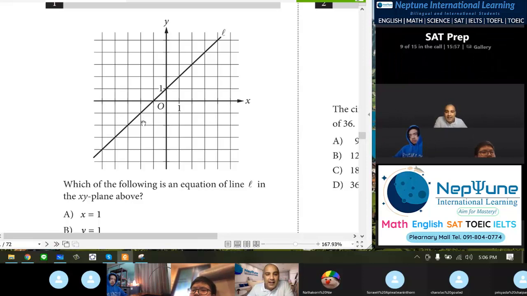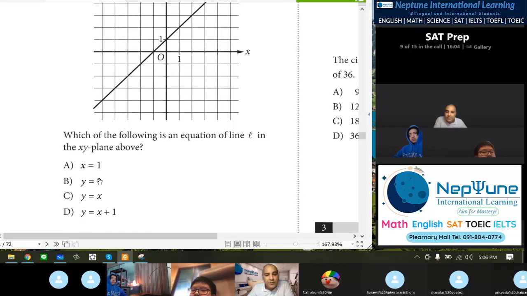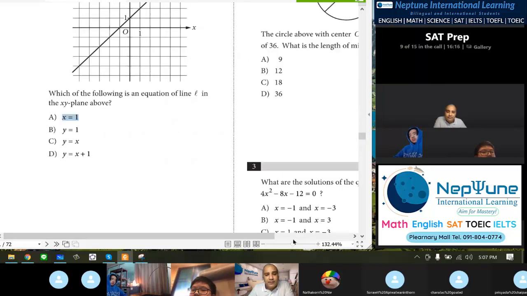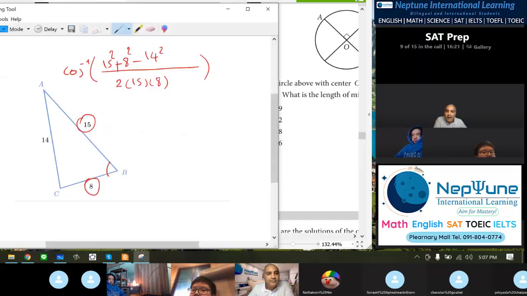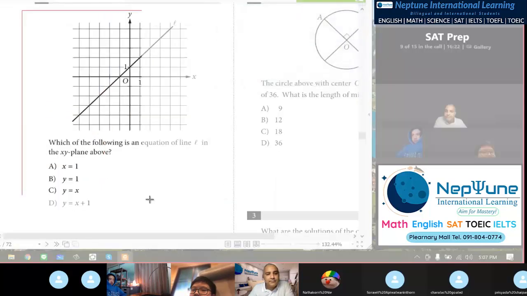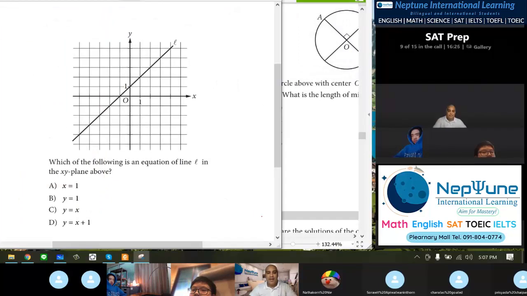So that's a line, and we know the equation of a line is y equals mx plus b. Which one is the answer? Can A be the answer? Obviously not, because that's a vertical line. If x equals 1, let me get a screenshot so I can write on it. So x equals 1 is the equation of a vertical line. X is always 1, so you just get this line. So that's not the answer.